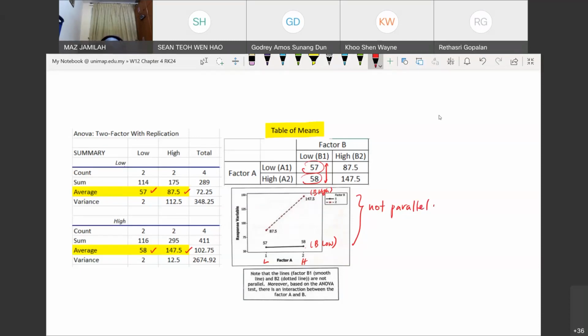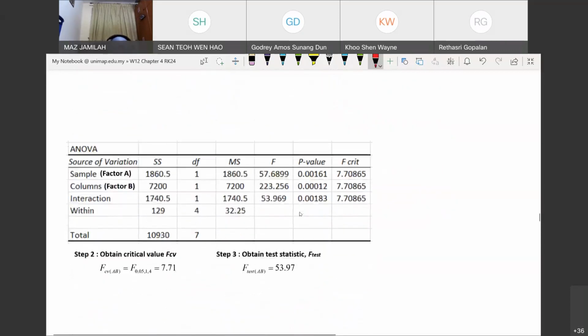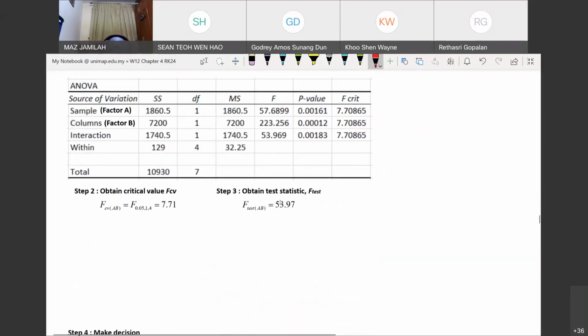Okay, so we believe that, if we have this particular situation, there could be an interaction between factor A and factor B. That's how we can identify whether there is an interaction or not between the two factors, if you are not using any hypothesis testing for the interaction. Note that the line for factor B1, the smooth line, and B2, the dotted line, are not parallel, so there could be an interaction. Okay, so now let's move to the ANOVA table given in your Excel result.